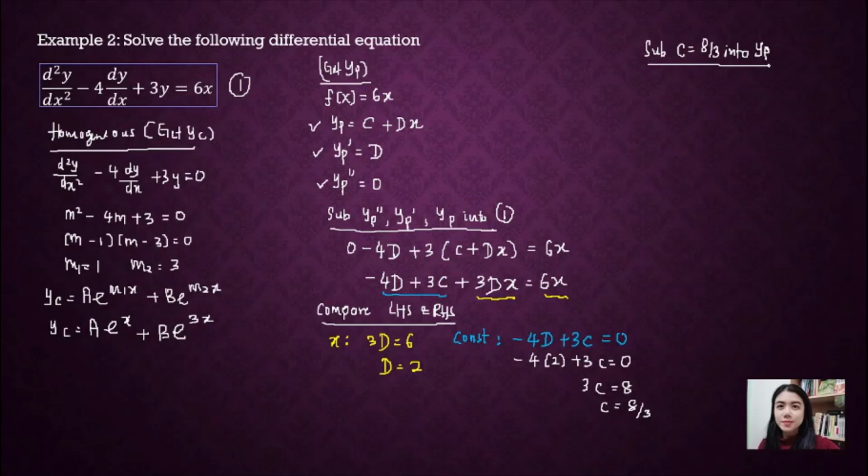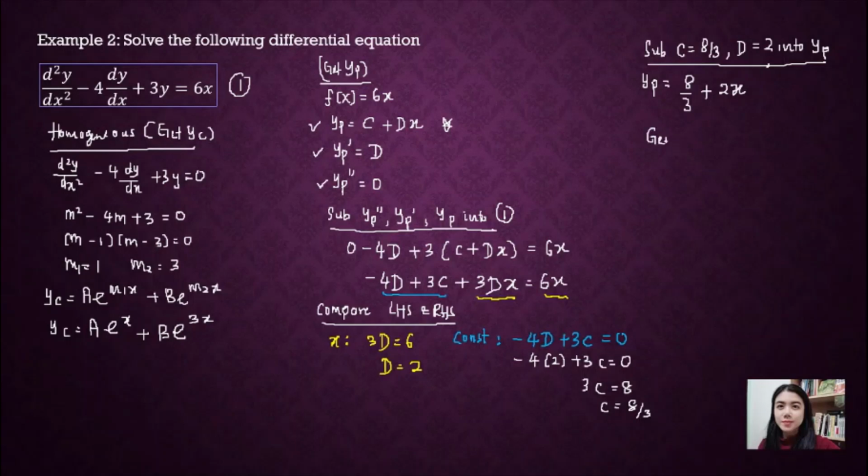So where is your yp? Oh, we have the d also. Yeah, we have the d also here. We have the c and we have the d also. Our d is 2, into your yp. So where's our yp? Your yp is this one. So we're going to substitute into here. So we have yp equal to, the c here is 8 over 3 plus dx. Your d is 2x. This is the yp.